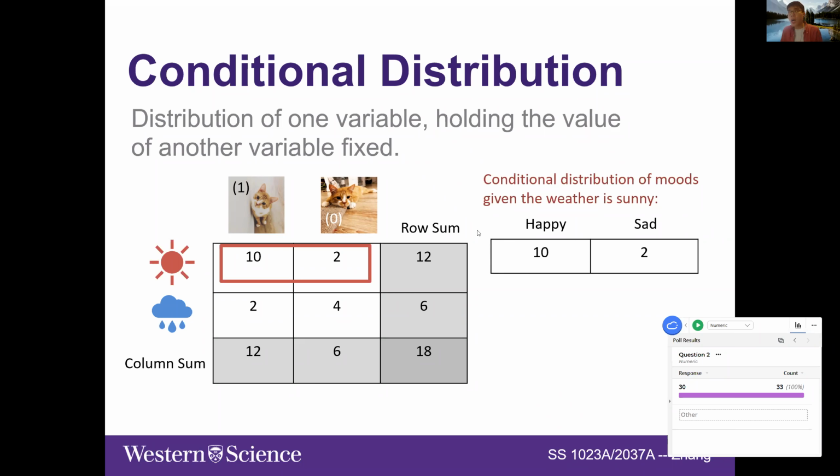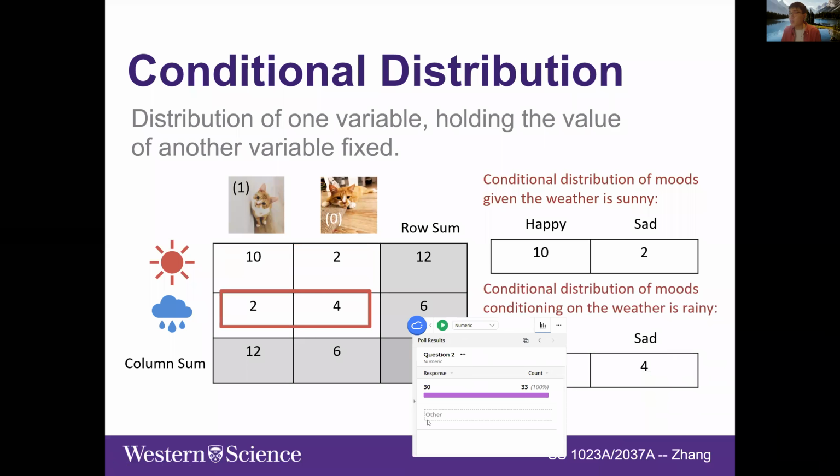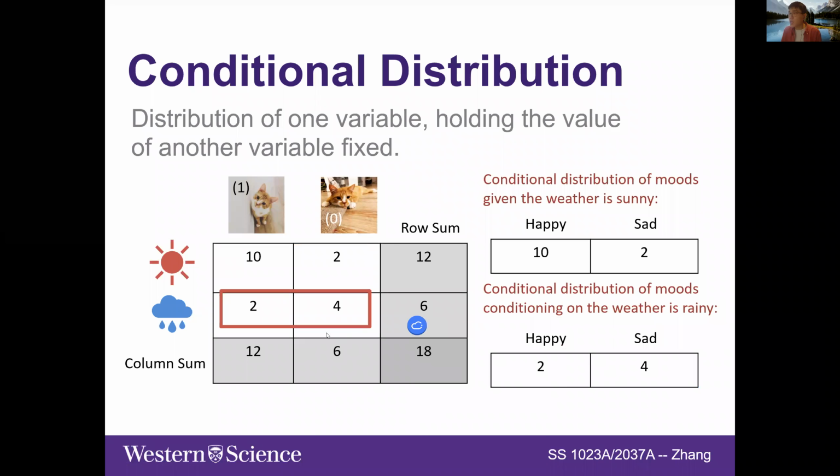Similarly, sometimes we are interested in the conditional distribution of the moods when it is the raining days, and in that case, we will be looking at the second row, which is given by this 2 and 4. And again, don't forget to put the labels in when we're describing the conditional distribution.